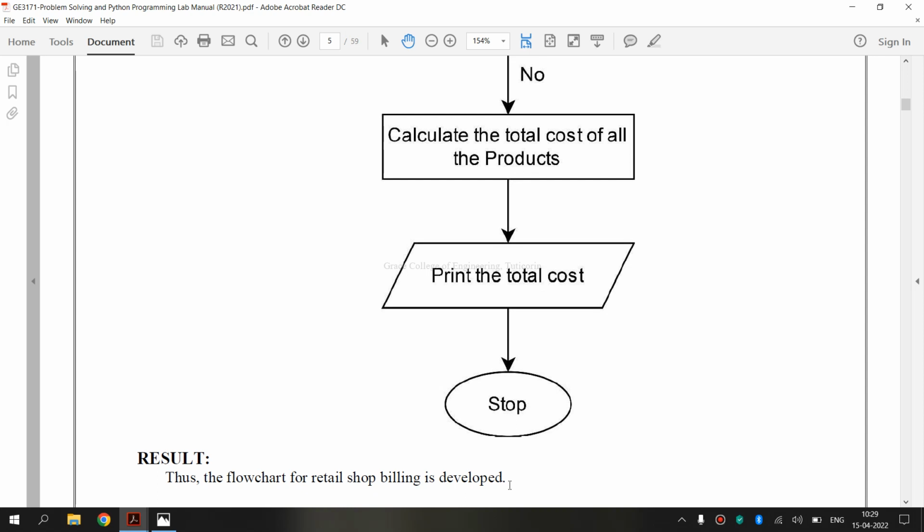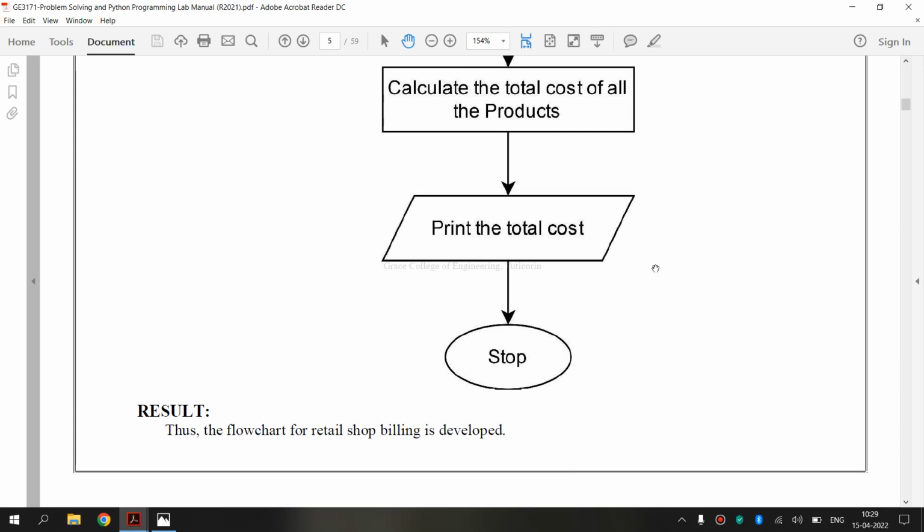Finally, we have drawn the COE-3171 Problem Solving and Python Programming Laboratory 1b exercise, that is how to draw a flowchart for retail shop billing. I hope you have understood. Thank you.